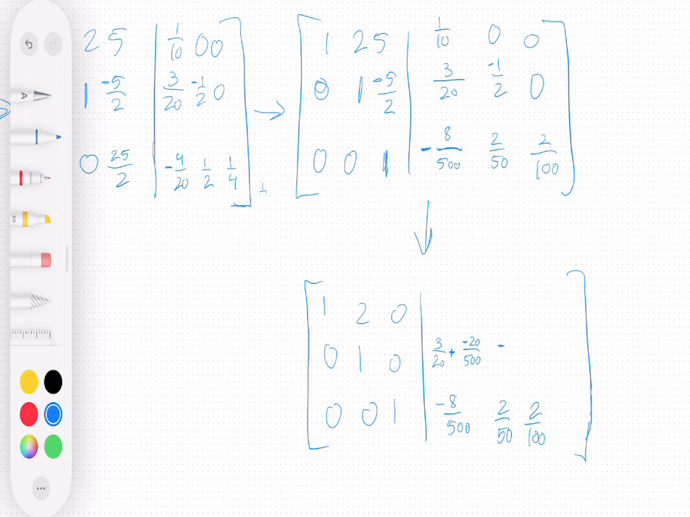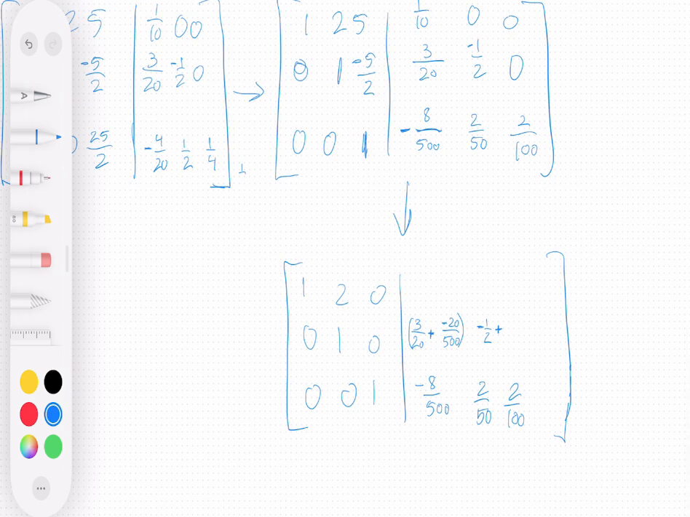Then it'll be negative 1/2 plus, and that should be 1 over 10. And then finally we've got, let me move it again, it's pretty big. And finally we've got, it should just be 5 over 100 for the last one.